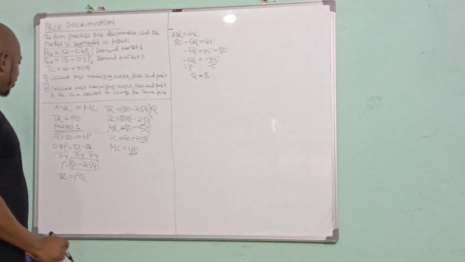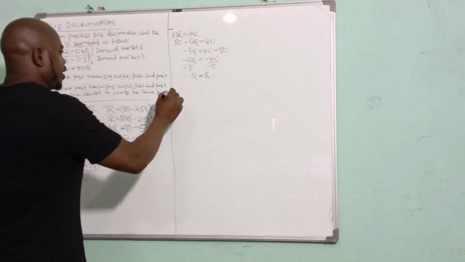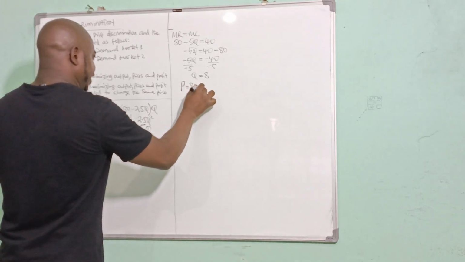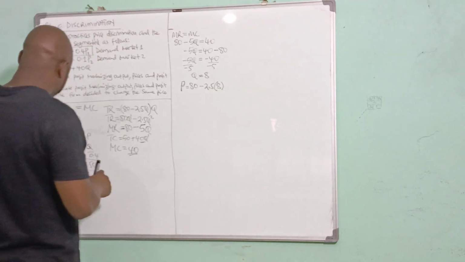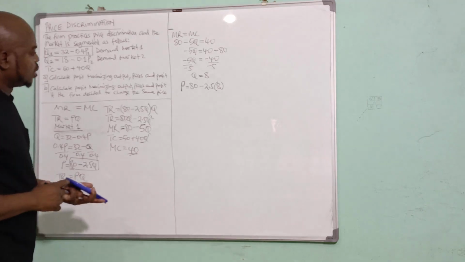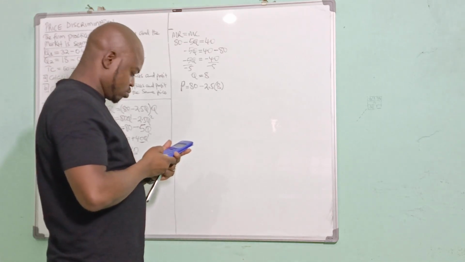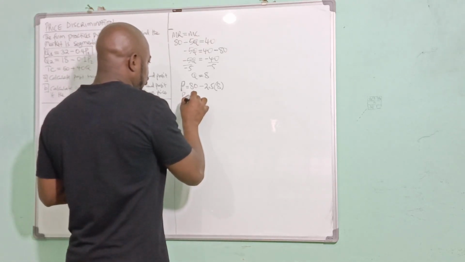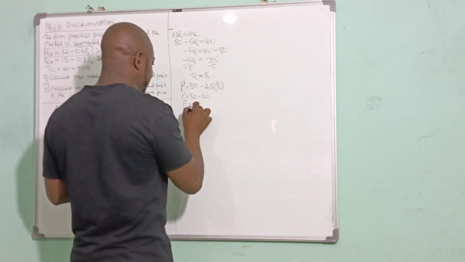From this, we can calculate what our P is. Since we know P is equal to 80 minus 2.5Q. Where there is Q there, I'll put 8. So 2.5 multiplied by 8, that's 20. So 80 minus 20, therefore price is equal to 60.